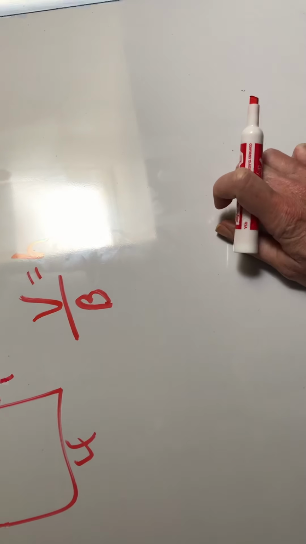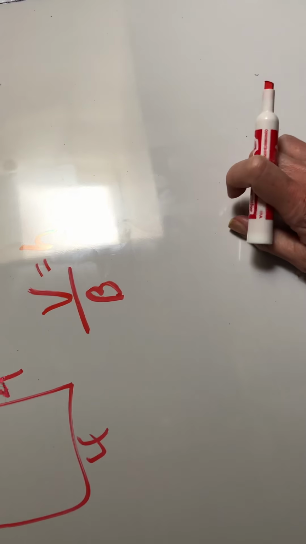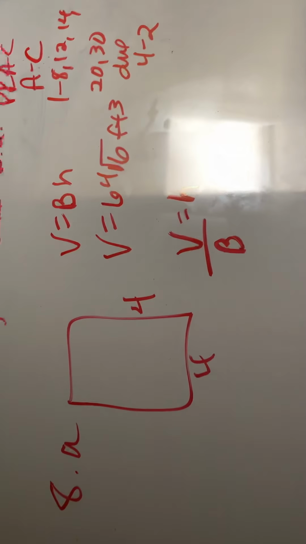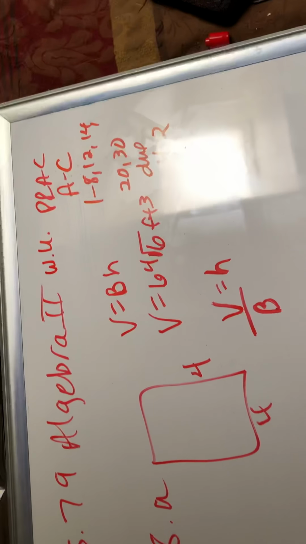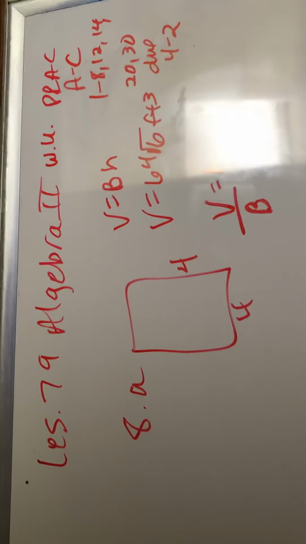Okay, you should be good. And then 30 is evaluating piecewise function. I went over that. So you should be good on this lesson. Again, it's due April 2nd. There you go.